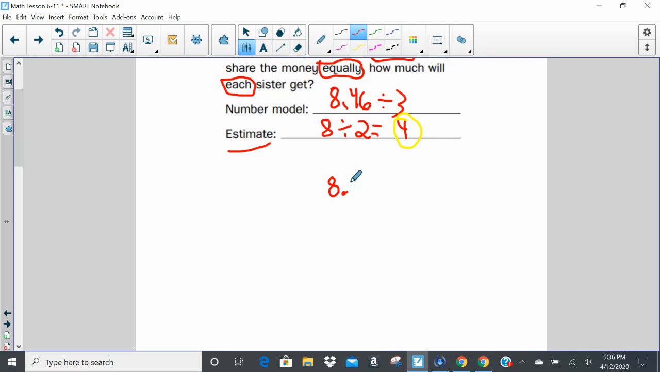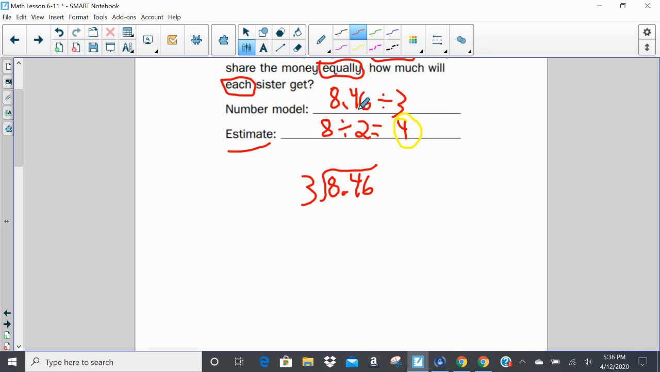and I'll give you a terrific ticket if you can tell me what that number is called. The dividend, divisor, or the quotient. That is actually the dividend. So if you guessed that correctly, you've earned your terrific ticket for today. And then the 3 is called our divisor.